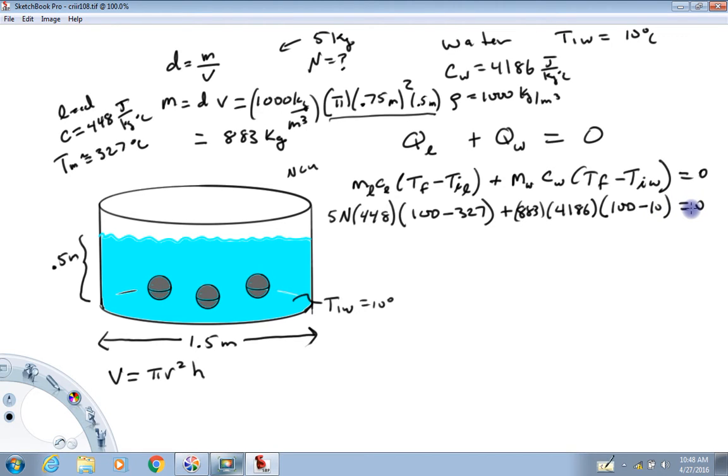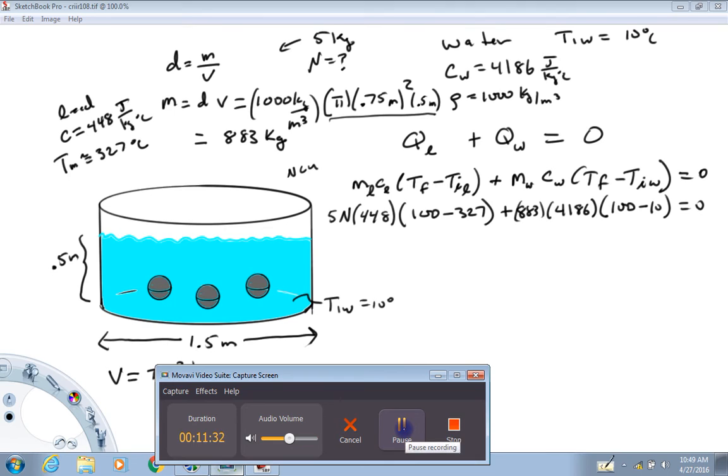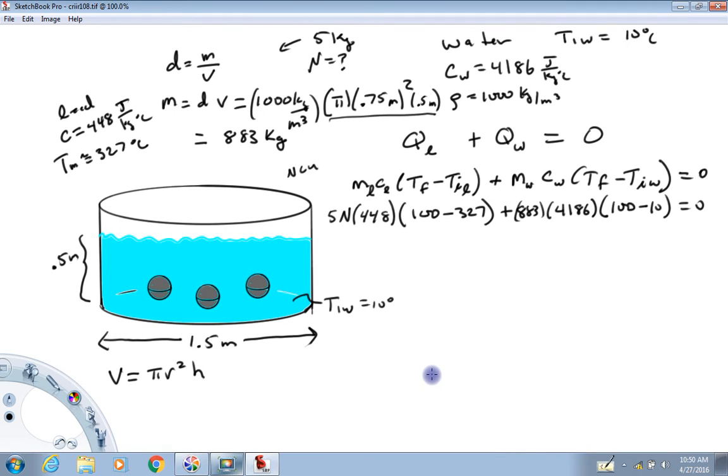So what we have now is an equation that can be solved for N. I think what I'm going to do here is just pause and let my helpers take a minute and work on that. All right, folks, I'm back here, and my crew has calculated a value. They get a value for N of approximately 650. So that's a lot of these 5 kilogram cannonballs.